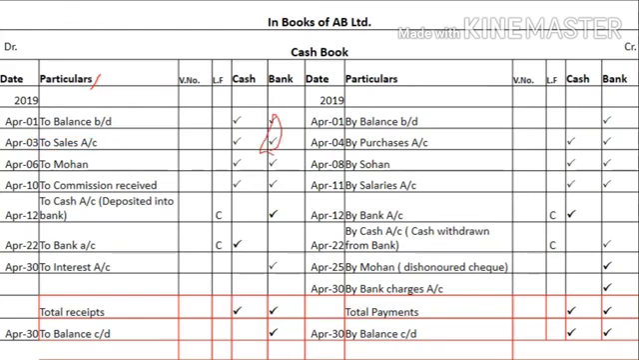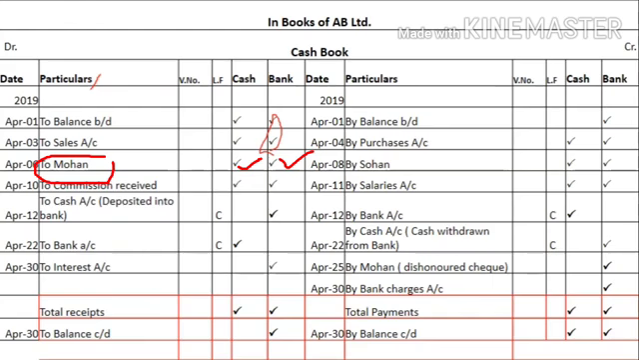Next one is here, I have written over here to Mohan. That means you have received some amount from Mohan. Amount received in cash will be written over here. In the same way, if you have received in check, that you will write down in the bank column.